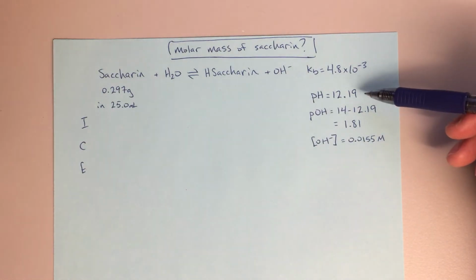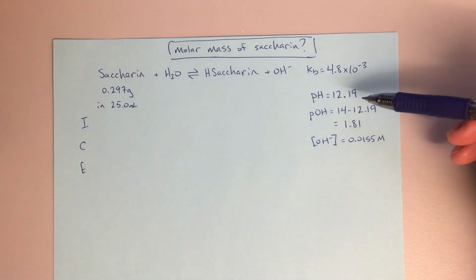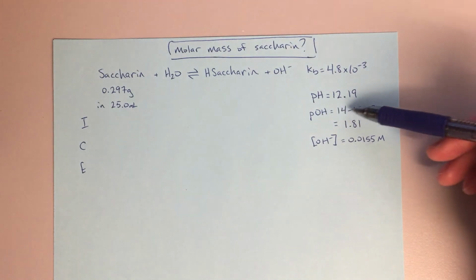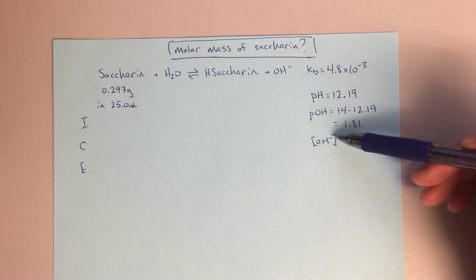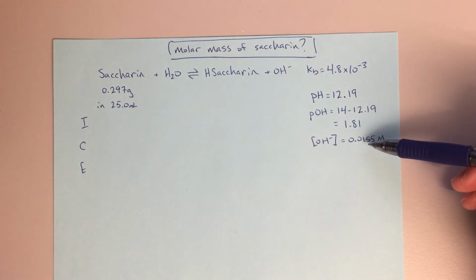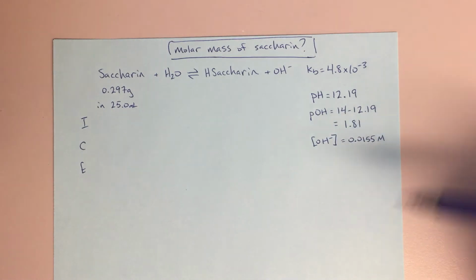I also gave you the pH in the problem, 12.19, so it's a basic pH. Good thing to keep in mind. The pOH, 14 minus 12.19, is 1.81, so that's my pOH. And then from that, I can calculate the concentration of OH minus as 0.0155 molar.